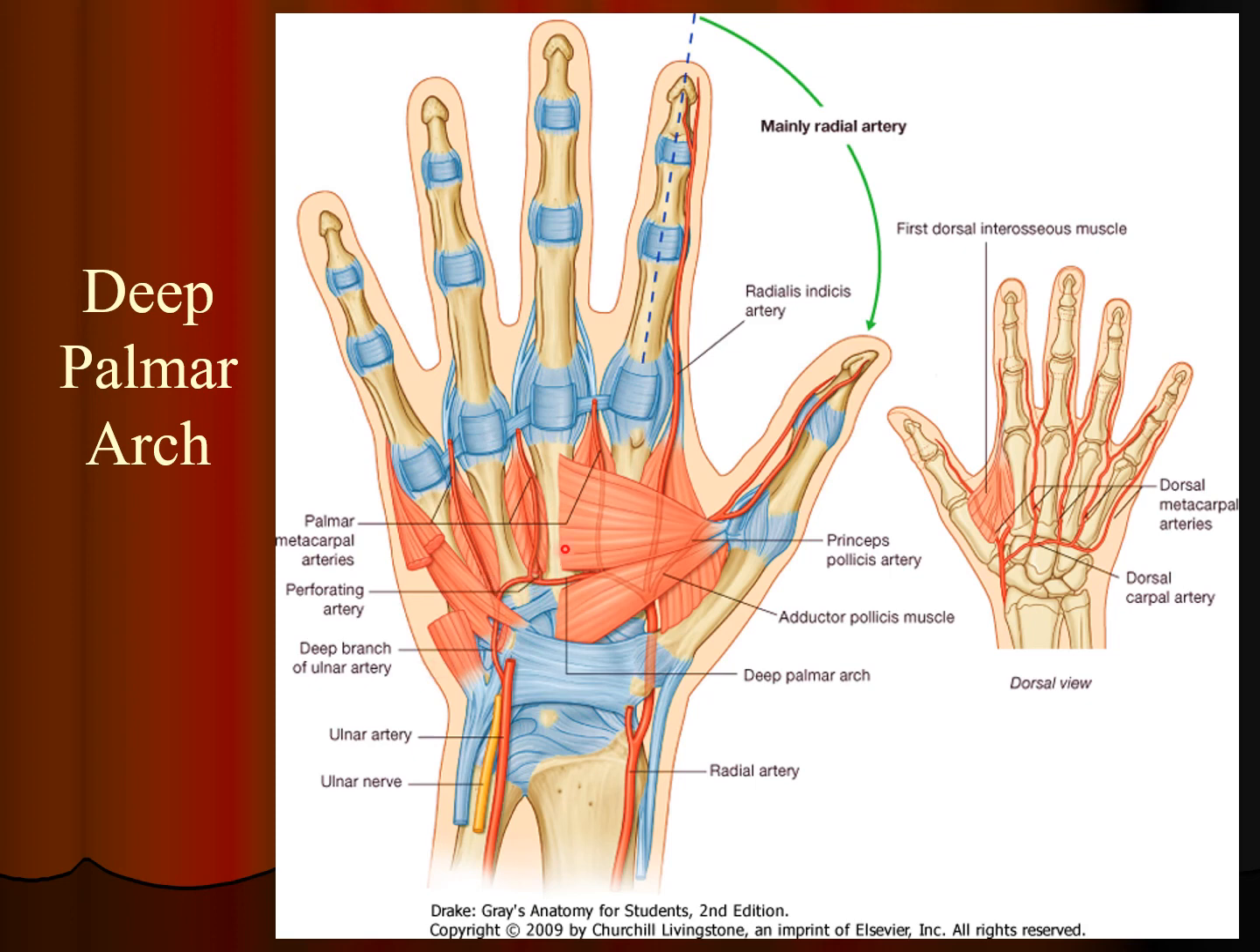So we can see the palmar metacarpal arteries to supply the metacarpal bones. You can see the perforating arteries which perforate the muscles, going toward the dorsal side and supplying as dorsal metacarpal arteries, and also they are going to supply the radialis indicis and princeps pollicis. These two we have already discussed. That is the deep palmar arch.